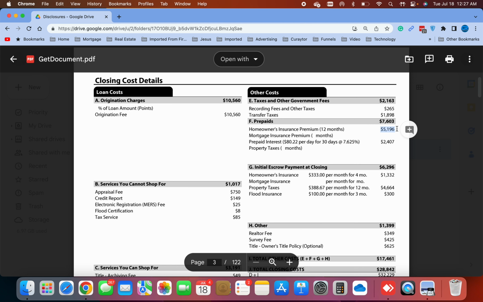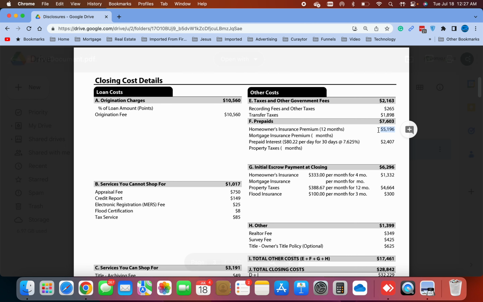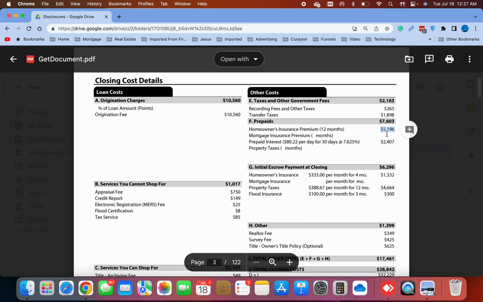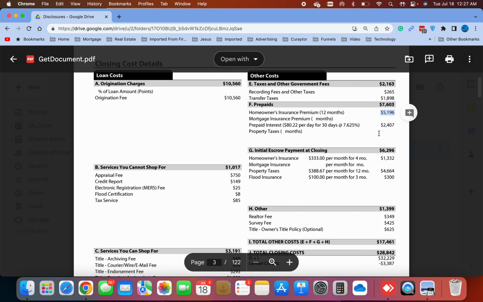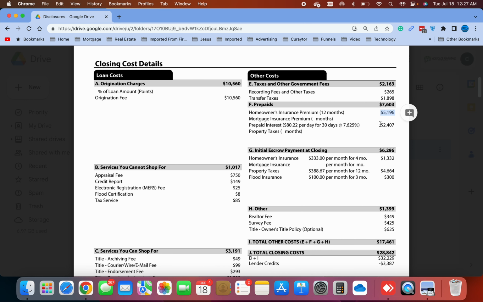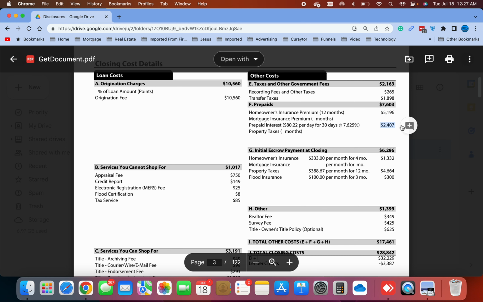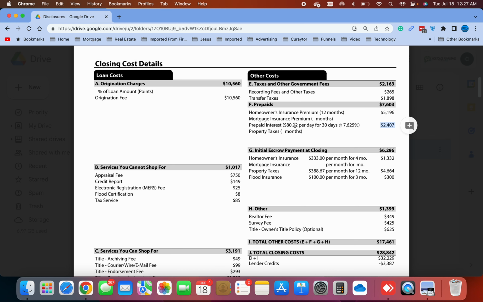And once I get the estimate back from the insurance company, I will make the adjustments and give that to you as well. But because you have to pay 1 year in advance, there's this $5,196 that I'm calculating, okay? Also, you're going to pay interest depending on the day of the closing. In this case, because you close in the beginning of the month, you're going to pay $2,400 in interest, which per day is $8.22 per day.